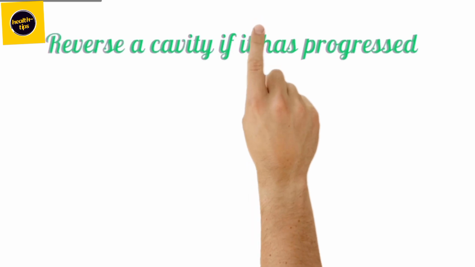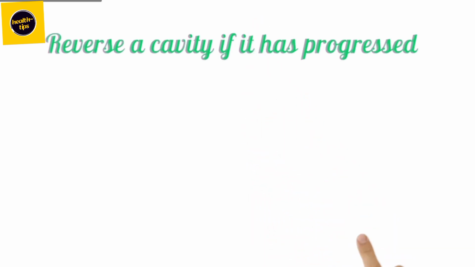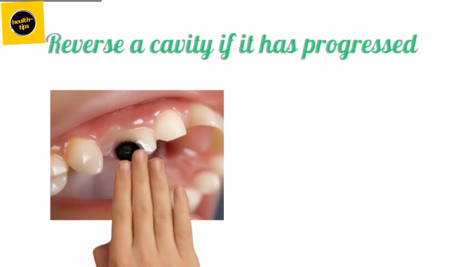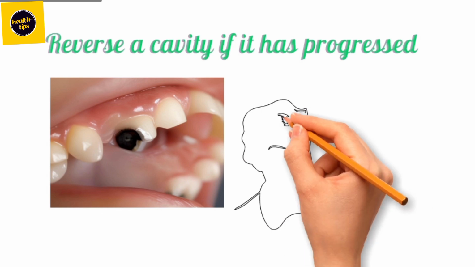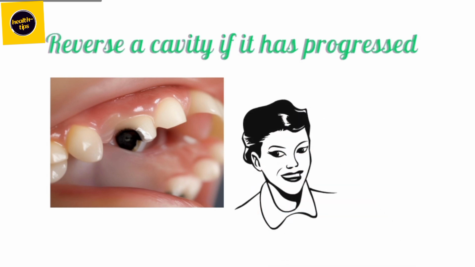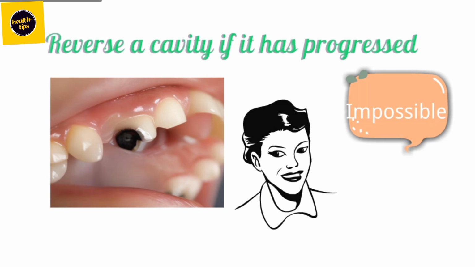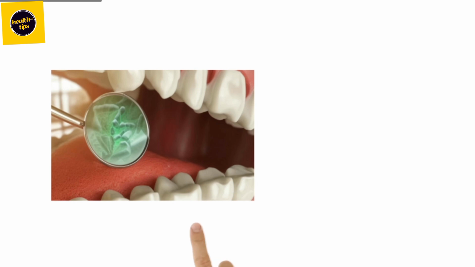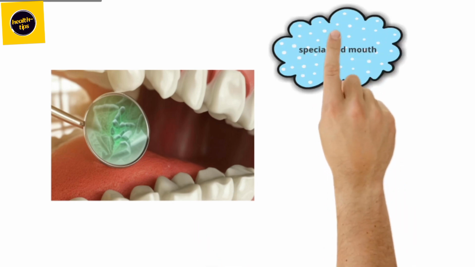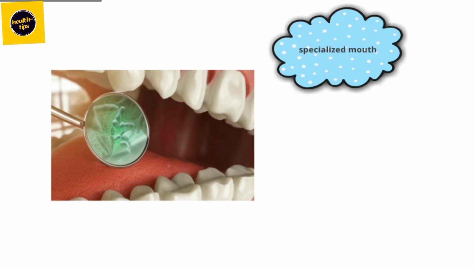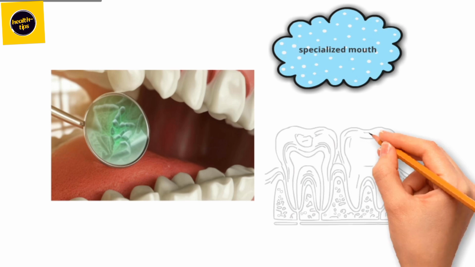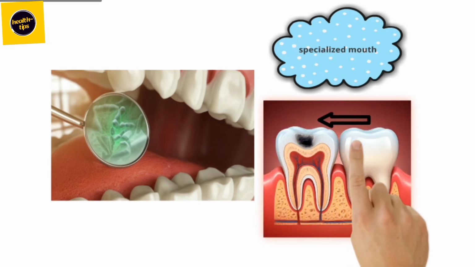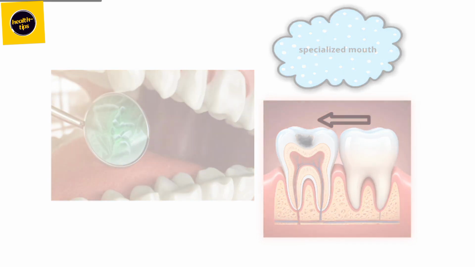Reverse a cavity if it has progressed farther. Even if a cavity has progressed into the dentin layer, it's still possible to reverse it. While many dentists believe this is impossible, specific strategies can help. The key is to eliminate the bacteria causing the decay. This can be achieved by using specialized mouth rinses that target these bacteria. Once the bacteria are eliminated, the tooth's natural repair mechanisms can take over.